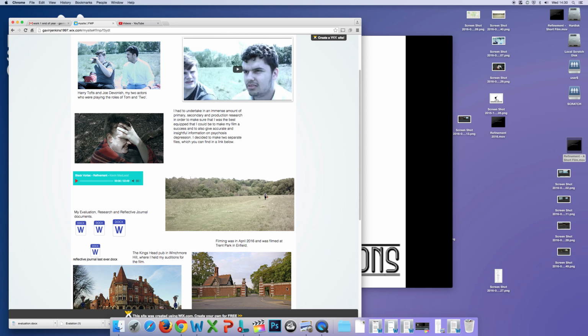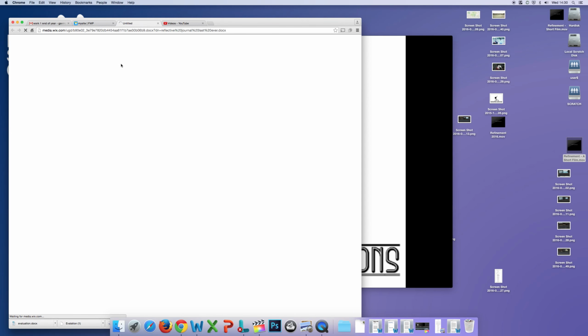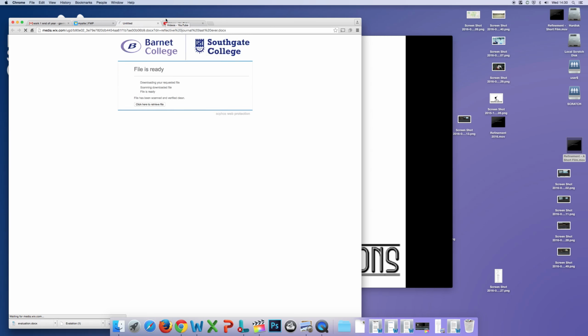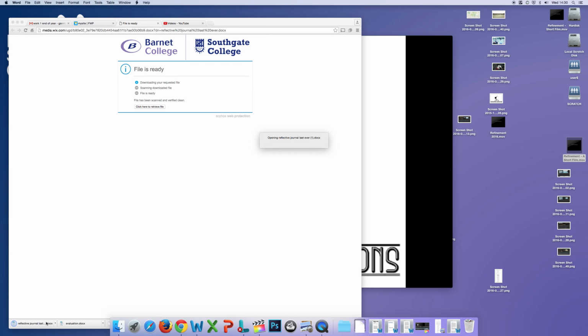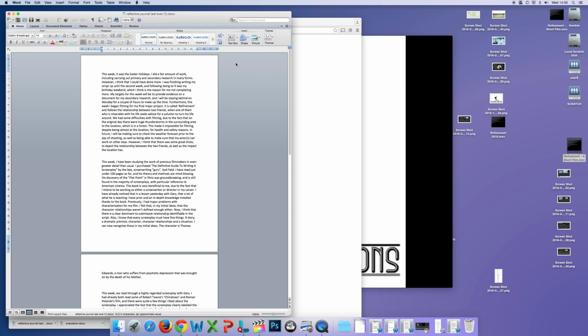So I've got them all open down here, but I'll just open one up just to show you anyway, with the reflective journal. Internet speed being better always does help. So we're going to click to retrieve the file, just here. I'm on the college computer at the moment. And this is my reflective journal.